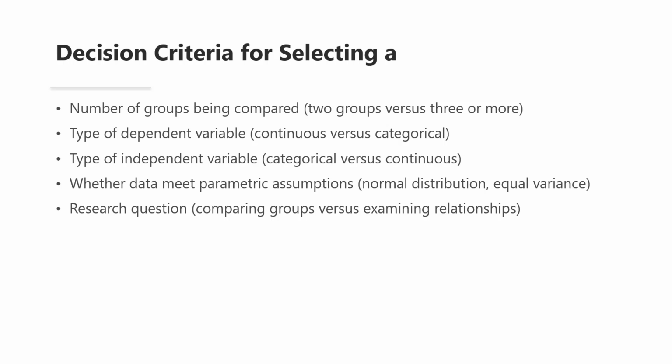Fifth, clarify your research question. Are you comparing groups to see if they differ, or are you examining the relationship between two variables? Comparing groups calls for t-tests, analysis of variance, or chi-square. Examining relationships calls for correlation or regression. Once you have these 5 factors in mind, the right test practically chooses itself.